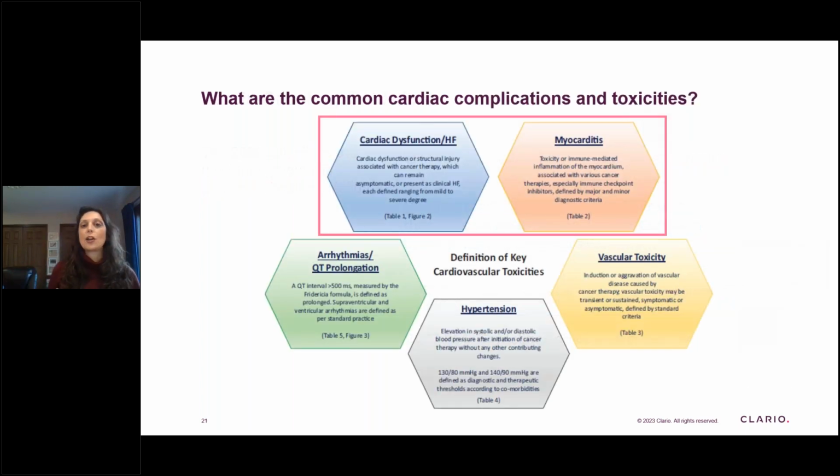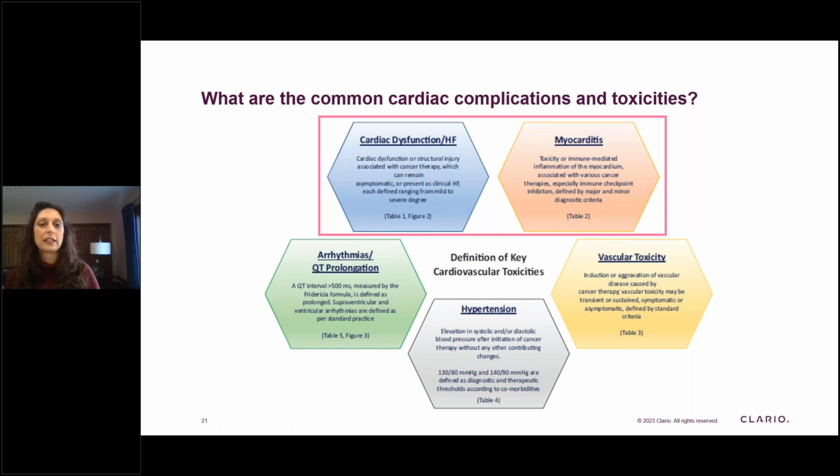So there's 5 main common cardiac complications and toxicities. And so Vic already did a great job talking about arrhythmias and QT prolongation and hypertension. And I'm going to talk on my portion today about cardiac dysfunction and myocarditis, because those are the 2 that utilize cardiovascular imaging.